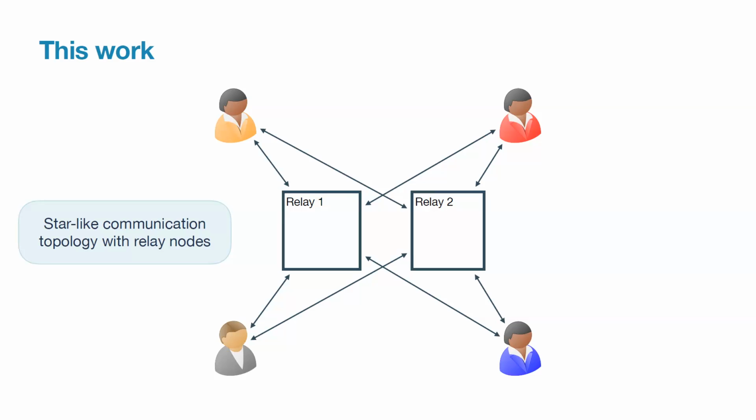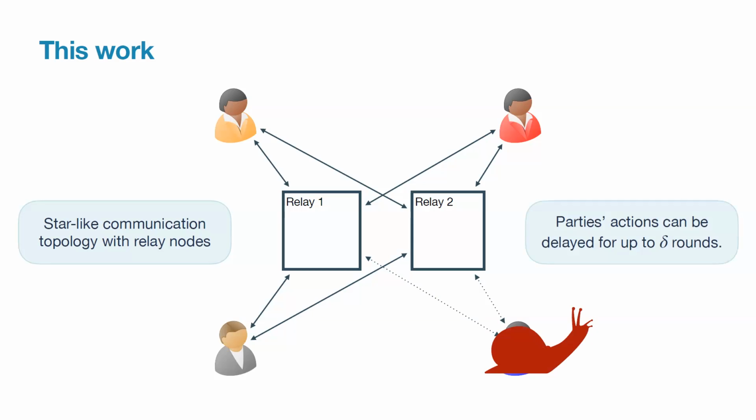The relays actually act as storage. When I send a message, I send it to the relays, they store it, and when the receiver is ready to receive messages, the receiver just asks the relays for the message. This is quite useful for the next point, which is that we allow parties to be delayed. We are still in a synchronous network, which means that the protocol proceeds in rounds, but we allow parties to be delayed for up to a certain number of rounds.